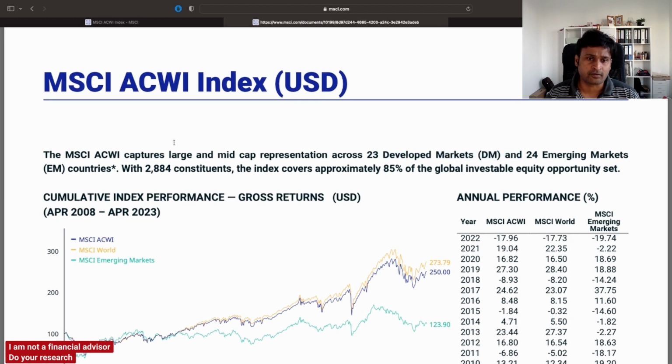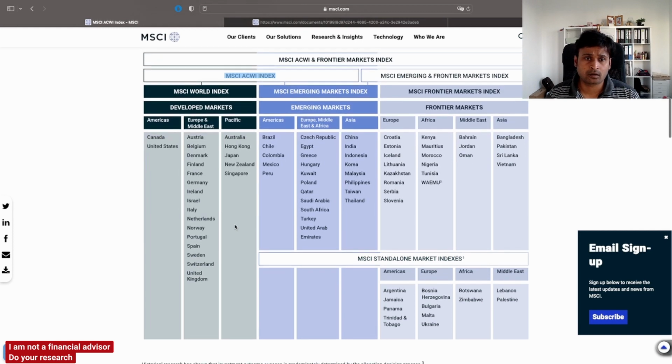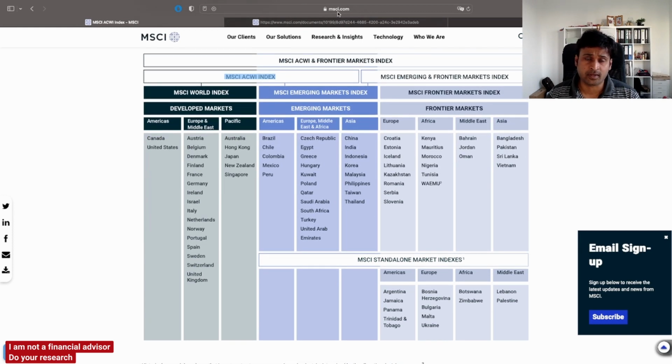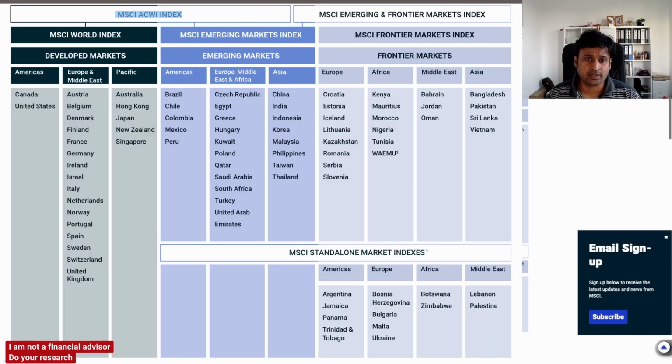So the MSCI All Country World Index, as it says, captures the large cap and the mid cap of the 23 developed economies and 24 emerging markets. What are these? You can see it here. This is also from the MSCI.com website. If you just Google it, you will land on this page. And you can see that the MSCI All Country World Index is nothing but a merger of the MSCI World Index and the MSCI Emerging Market Index.